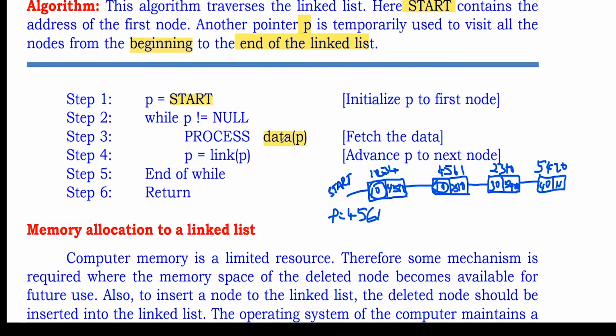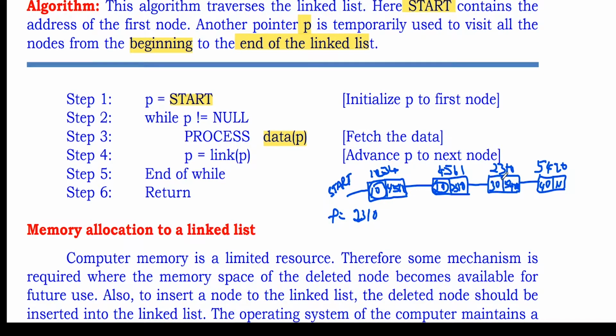We apply some process on this. Then what we do, we update: P is equal to link of P. So what is the link of P now? The link field of P is 2310. So link of P is 2310. 2310 is not equal to null.